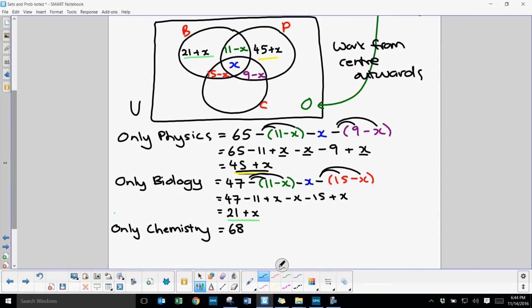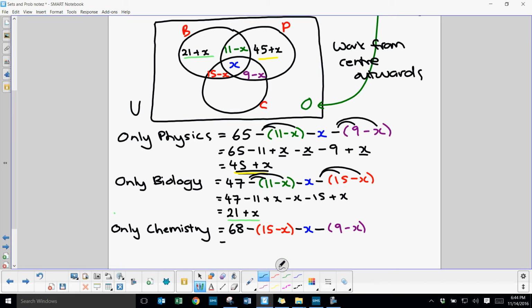So the part that is just chemistry here is 68 minus. So we've got the 15 minus x in red. We're subtracting off that section. We're also subtracting off the blue x in the centre. We're always subtracting off that because it's always in the middle of all three. And then 9 minus x in the purple bracket.